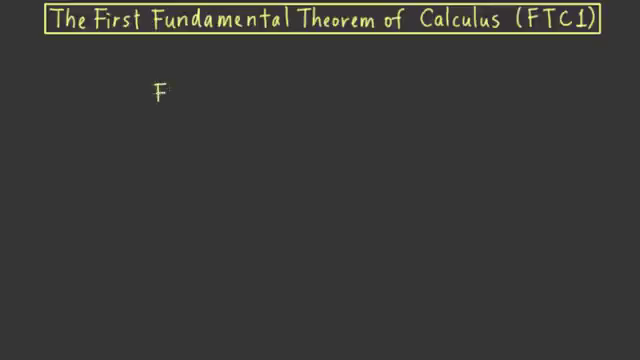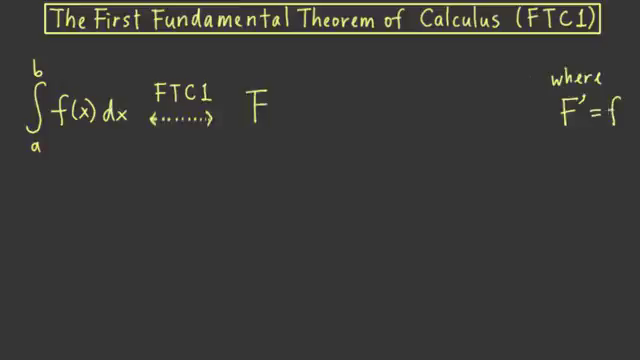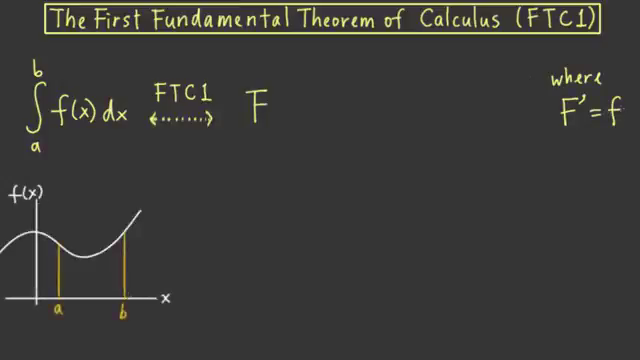The first fundamental theorem of calculus relates the definite integral of a function and the antiderivative of the function. Recall that the definite integral of a function is defined geometrically as the area under its graph and is a number. On the other hand, the antiderivative of a function is a function whose derivative is the given function. How does the fundamental theorem relate these two?